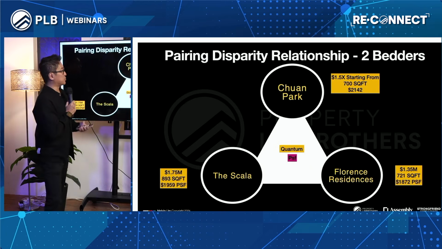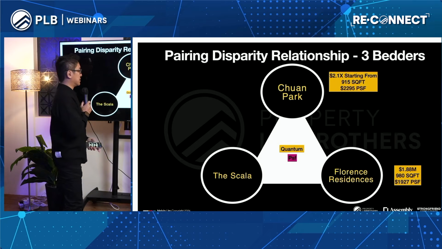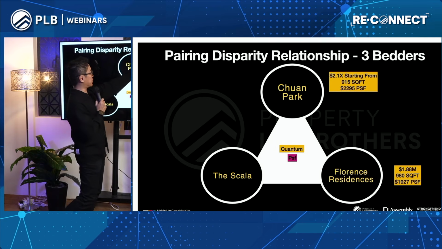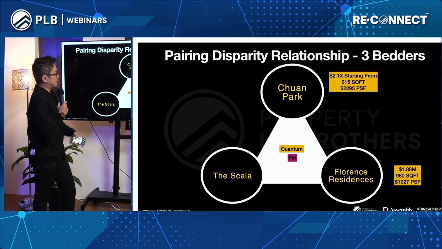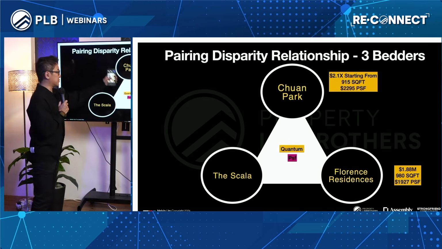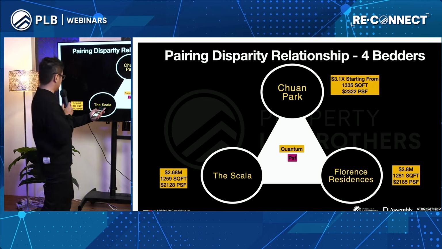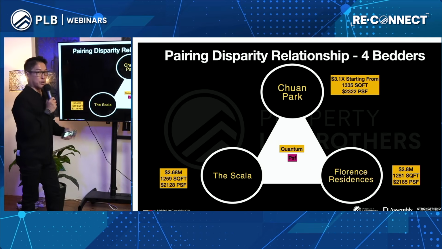And this is actually a 2-bedder, right? Price comparison over here, and a 3-bedder price comparison over here. So the 3-bedder for Chuan Park is at 2.1 million, right? Starting from 2.1 million, and of course for foreign residences in this region itself, and also the Scala itself. See whether we have this or we don't have this. So we just do a 4-bedroom comparison, right?